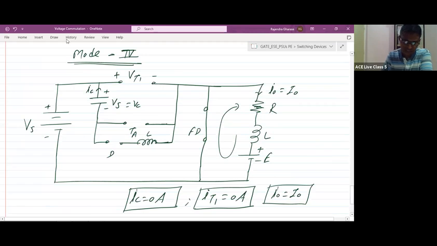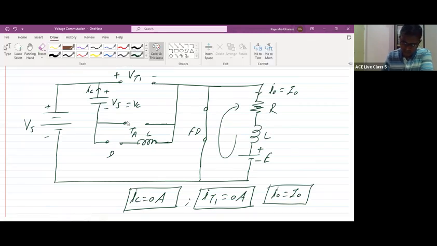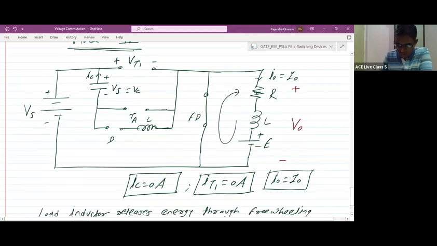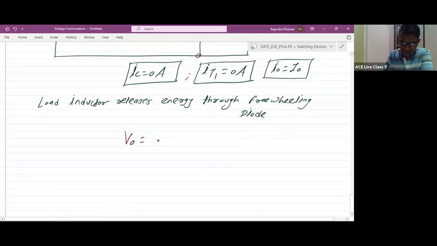What about the V0 in this case? You can check V0. V0 means this voltage. Voltage across the load is nothing but the voltage across your conducting diode, because the inductor is releasing the energy through the freewheeling diode. So what is V0? The voltage across the load is equal to the voltage across this branch. The diode is in on state, so the voltage across this diode is equal to 0 volt, theoretically speaking. Therefore, the voltage across load V0 is equal to 0 volt.